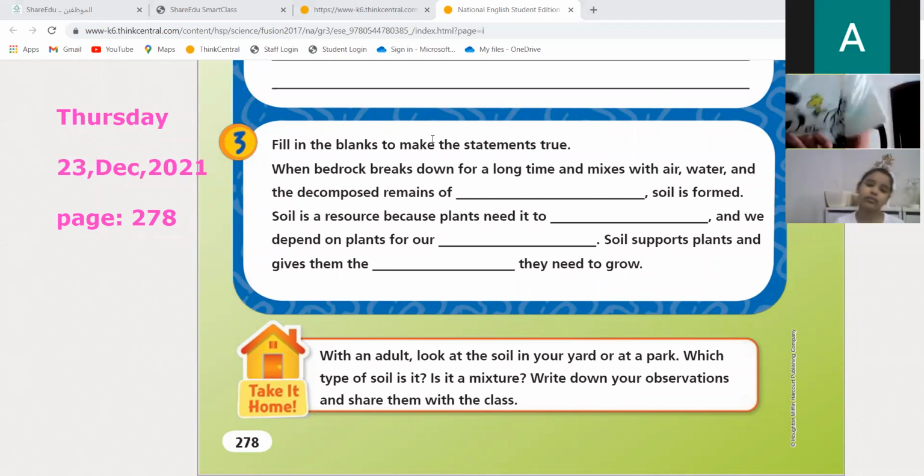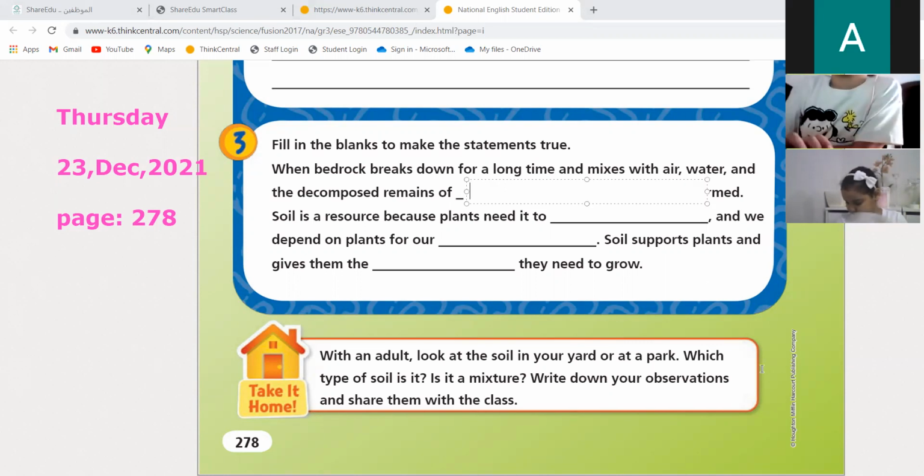Now, I want you to fill in the blanks to make the statement true. When bedrocks break down for a long time and mix with air and water, and the decomposed remains of something, soil is formed. So what do I need? The decomposed remains of who? Please raise your hand and tell me the remains of who?